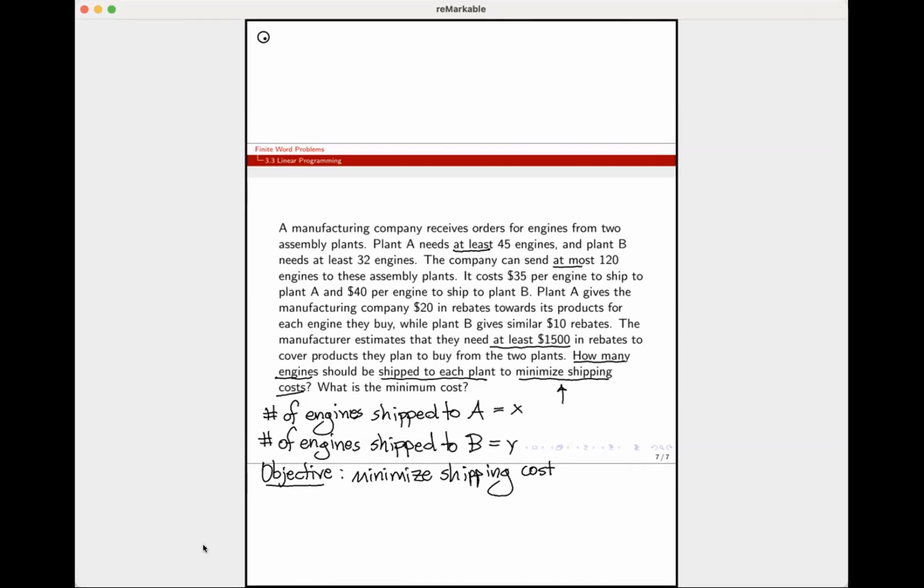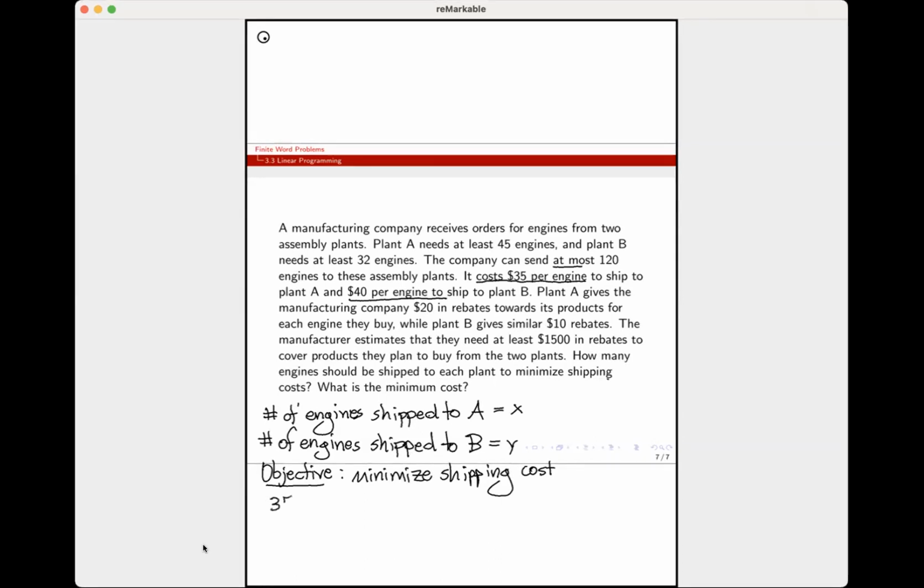And let's see if we can come up with a function that would give us the shipping cost, right? A function that we can minimize. Let's see. So the problem tells us it takes $35 per engine to ship to plant A and $40 per engine to ship to plant B. Let me erase the other stuff here. I'm sure that's getting confusing.